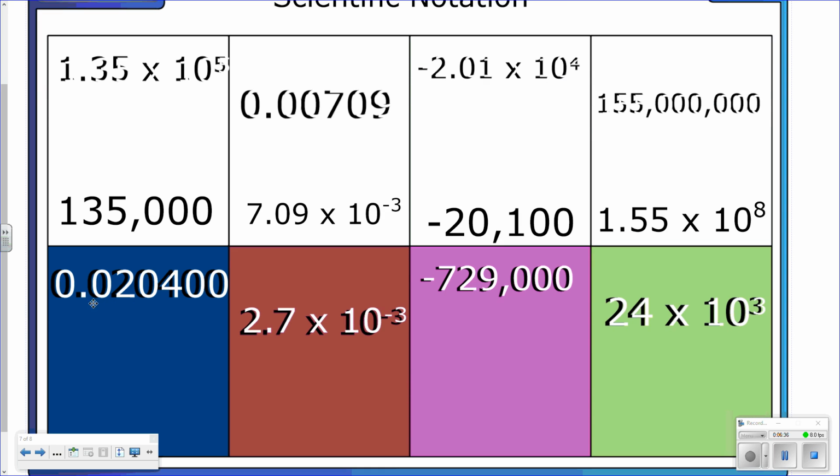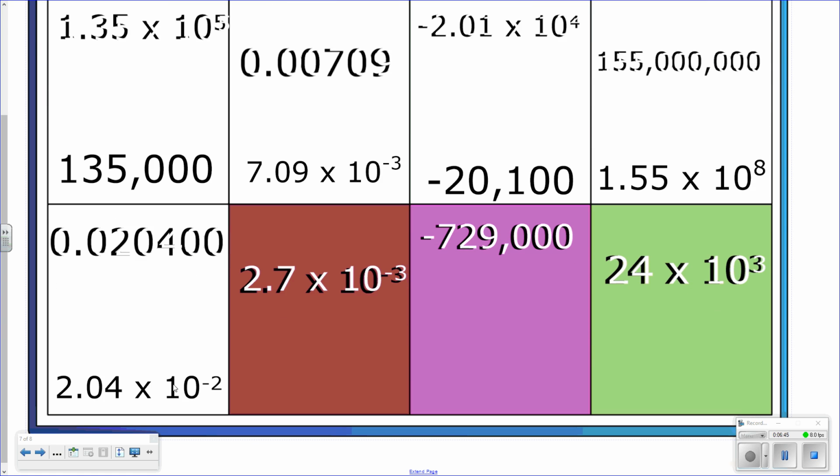In this one, it's standard, and to have scientific, I need it between the 2 and the 0. I need that decimal in there. So I'm going to move it 2 places to the right. It's a negative exponent, tiny number. Here, 2.7 times 10 to the negative 3rd, so I'm going to move it 3 places to the left. It should be a tiny number.